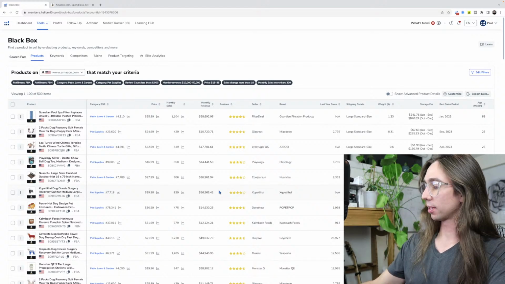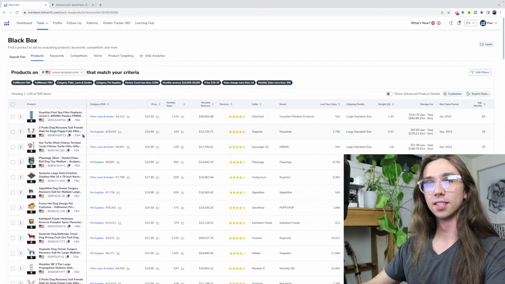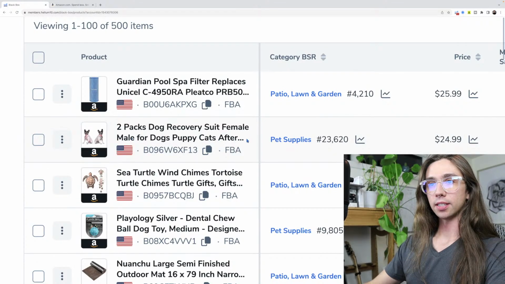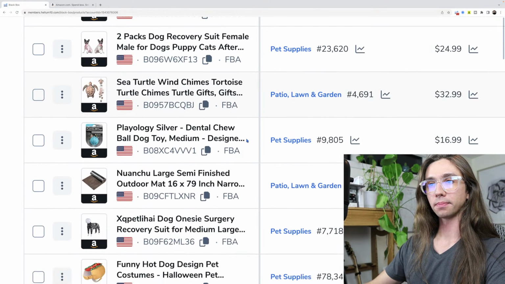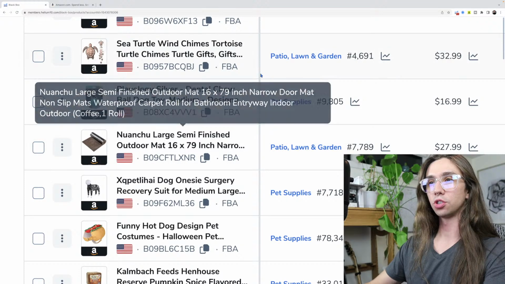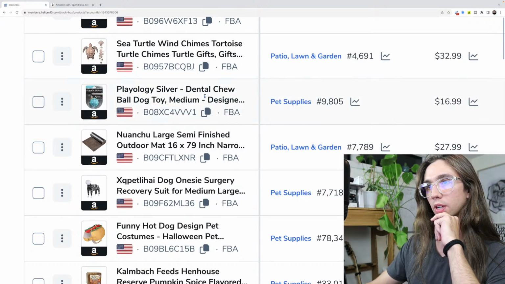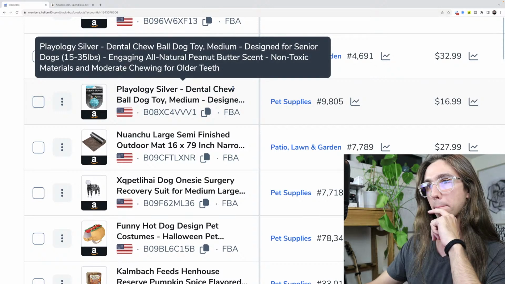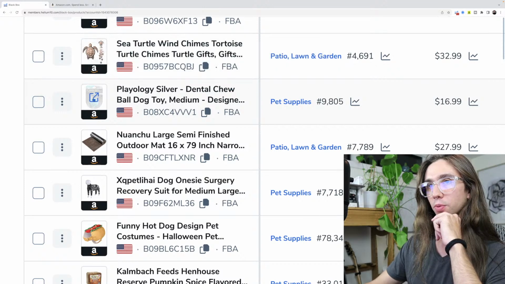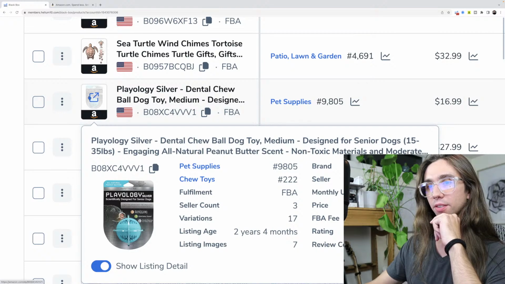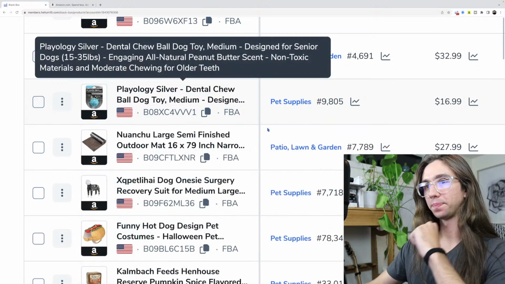Cheers. Being a fancy boy tonight. All right. A dental chew ball toy. Oh, okay, just for dogs. I could have sworn that looked like a bear or a pig on the front. No, it's a dog.